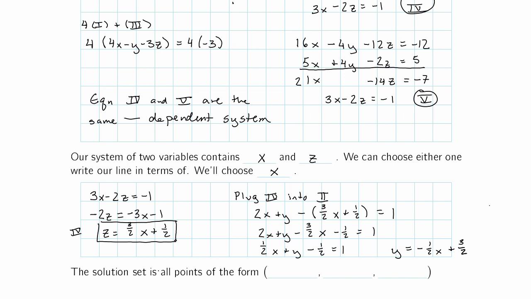3/2. So my solution set is all the points of the form x can be anything that it wants, and then y is -1/2 x plus 3/2, and z is 3/2 x plus 1/2. So x can be any number, y and z depend on x. That describes a line in space.